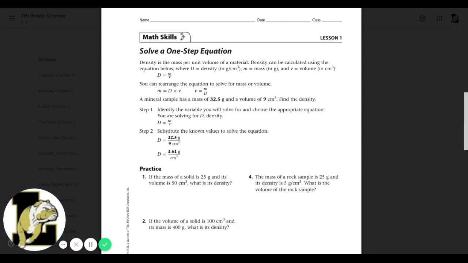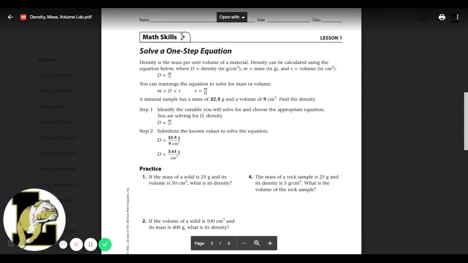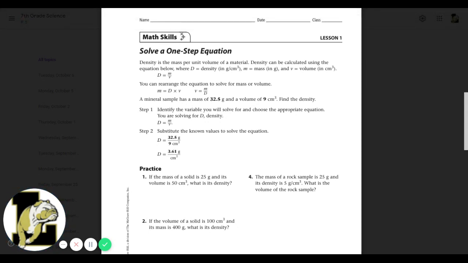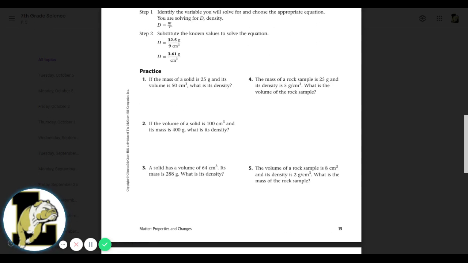Of course, you may use your calculator. So for example, number 1, if the mass of a solid is 25 grams and its volume is 50 cubic centimeters, what is its density? You know that D equals M divided by V. So you would take M, which is 25, and divide 50, which is the volume. And that would be mass divided by volume. And then your label is going to be in grams per cubic centimeter. That's what I'm going to be looking for when I am grading this.